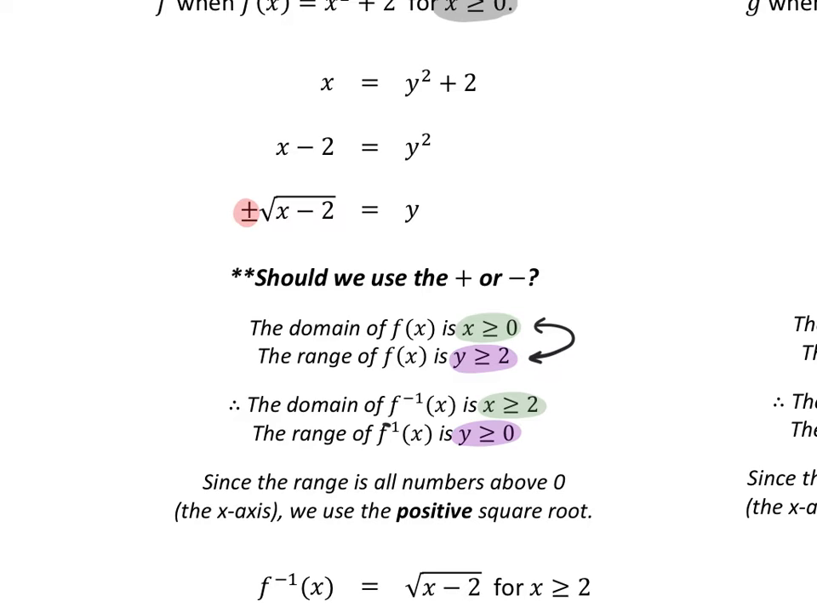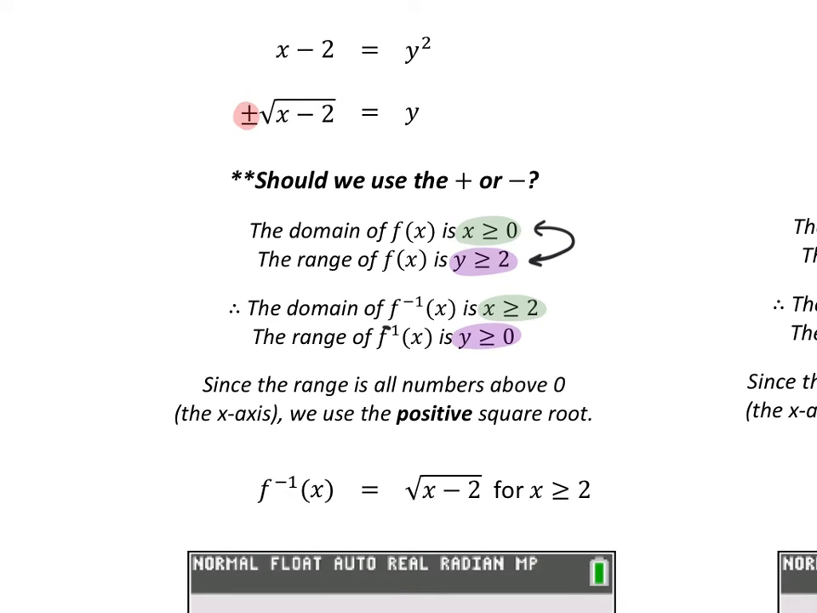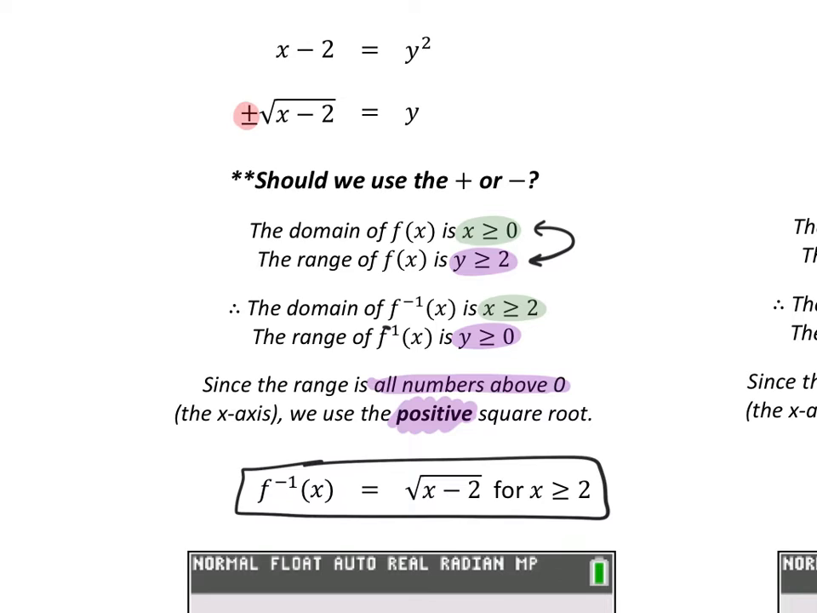Again, switching the domain and range from regular to inverse. Since the range is all real numbers above 0, that's this purple thing that I'm talking about here. We're going to use the positive square root because we want numbers bigger than 0, which means we want positive numbers. So we finalize our answer with f inverse being equal to the positive square root of x minus 2, for the domain x greater than 2.